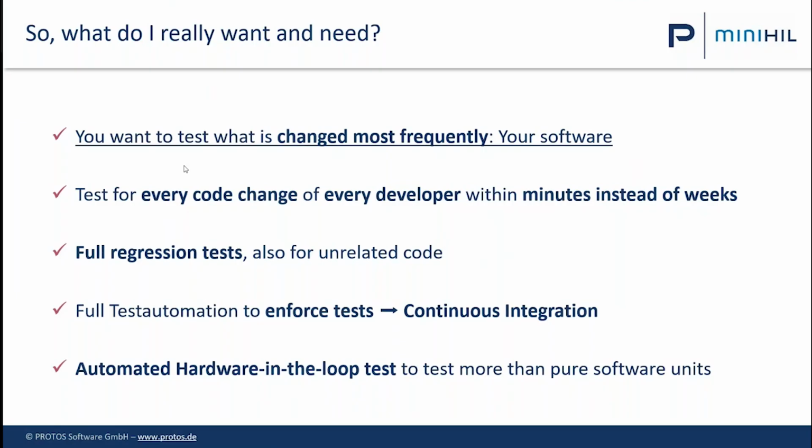You want full test automation, especially for bigger projects or for more developers. You want to enforce the tests through continuous integration. So whenever any developer changes something, you want to run the tests automatically. It speeds up the development process, but it also enforces the test. So you always know that what's committed is tested. And last but not least, you need an automated hardware in the loop test to test more than pure software units, because it's not a pure software system. So you need to integrate somehow with the hardware to test.